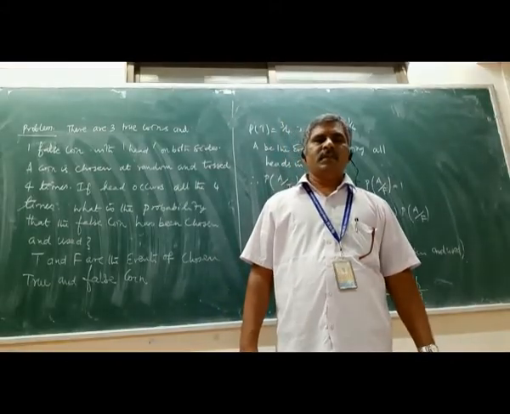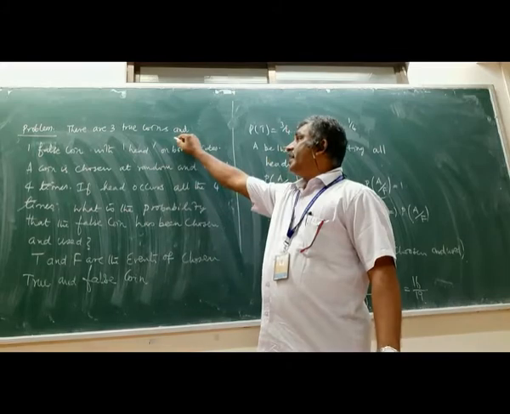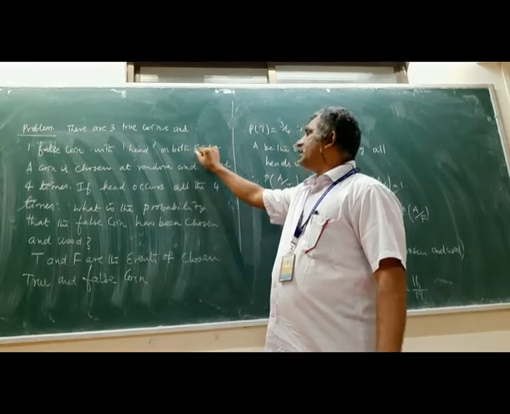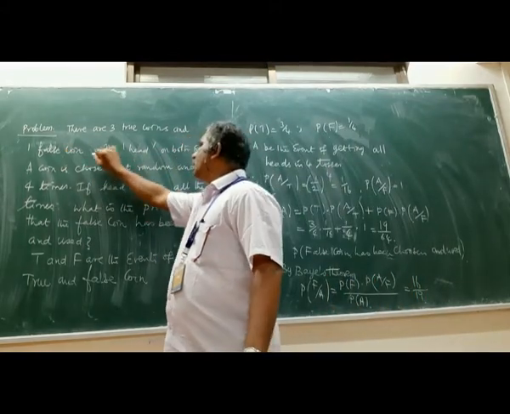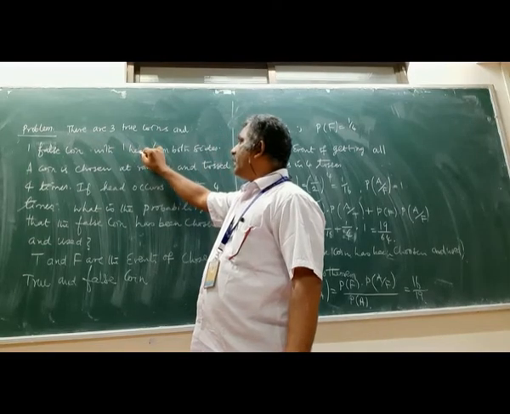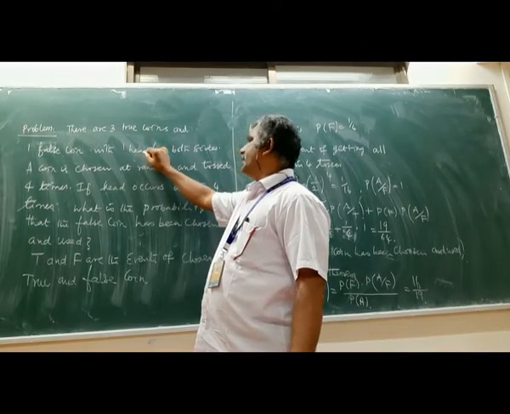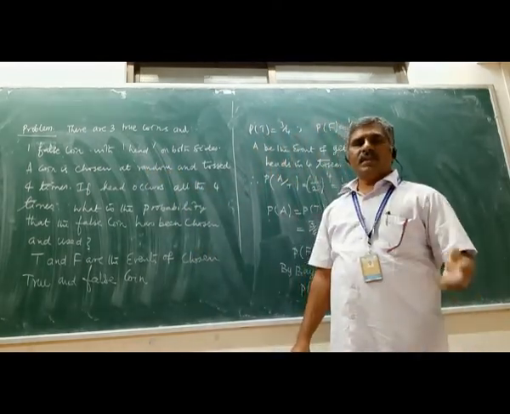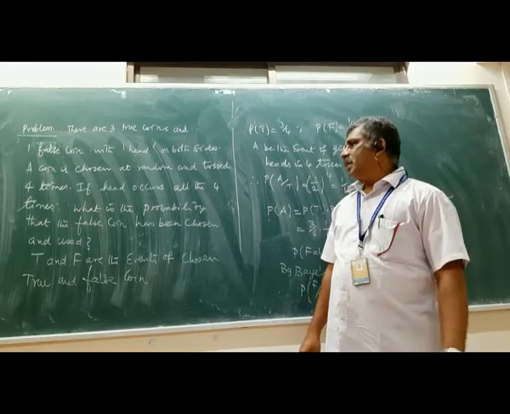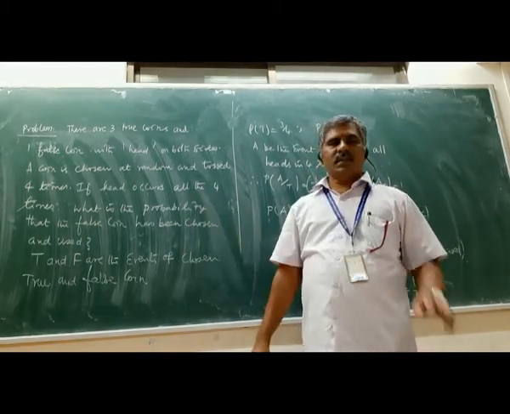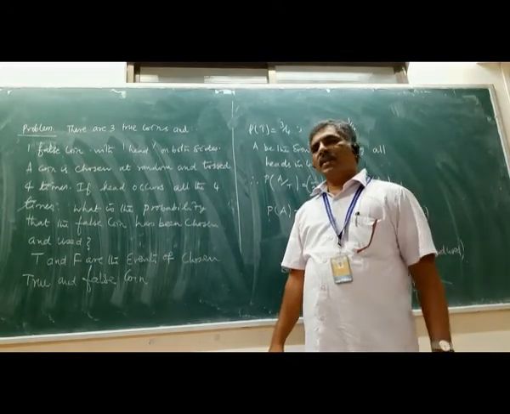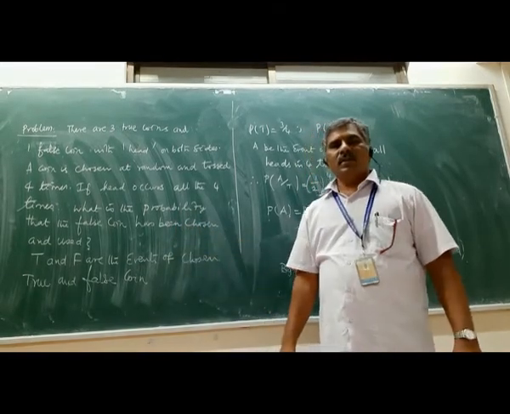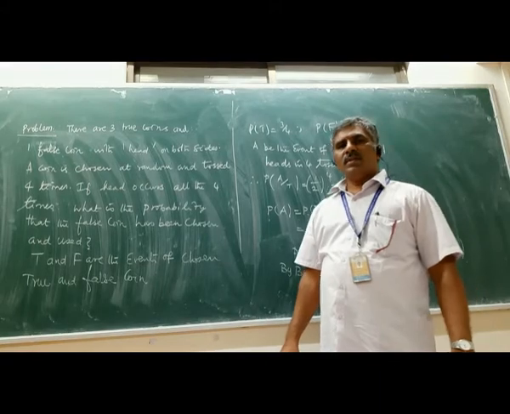In the Bayes theorem, the next problem: there are 3 true coins and 1 false coin with head on both sides. So how can you identify the false coin here? Mistakenly printed head on both sides. A coin is chosen at random and tossed 4 times. We are choosing a coin and tossing 4 times. If head occurs all the 4 times, what is the probability that the false coin has been chosen and used? Okay, so how can you solve this?